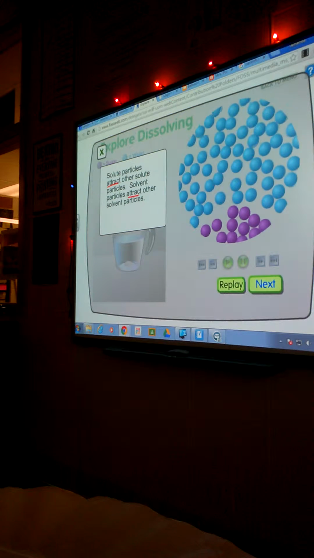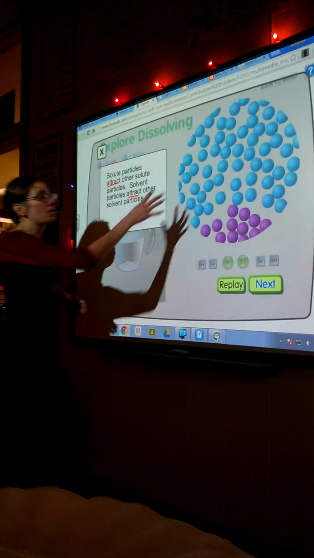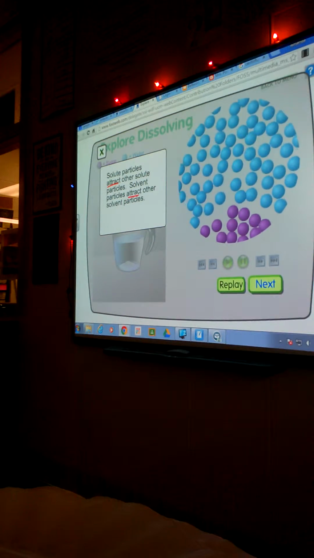If you do that to your head, the water moves too, okay. So why does that happen? It's because of static electricity. There's an attractive force. It's kind of the same thing with these water particles and these sugar particles. They're attracted to one another.